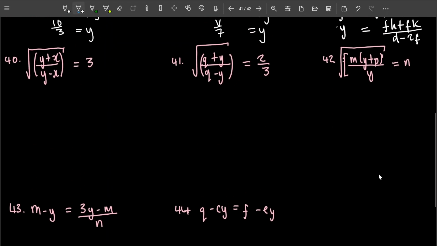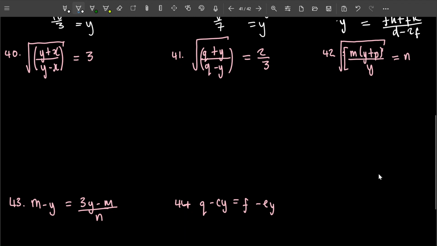Let's go to this one. The square root of y plus x over y minus x, all of that, is equal to 3. So definitely when I see it like that, this square root is affecting everybody. I have to get rid of it. I take it to the other side, it becomes the power of 2. I remain with y plus x over y minus x is equal to 3 squared. Right? And 3 squared, I know it's a 9.